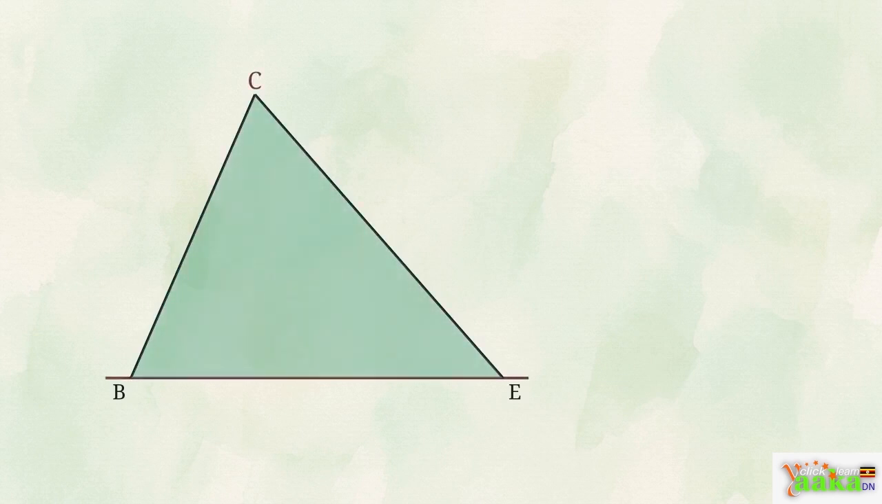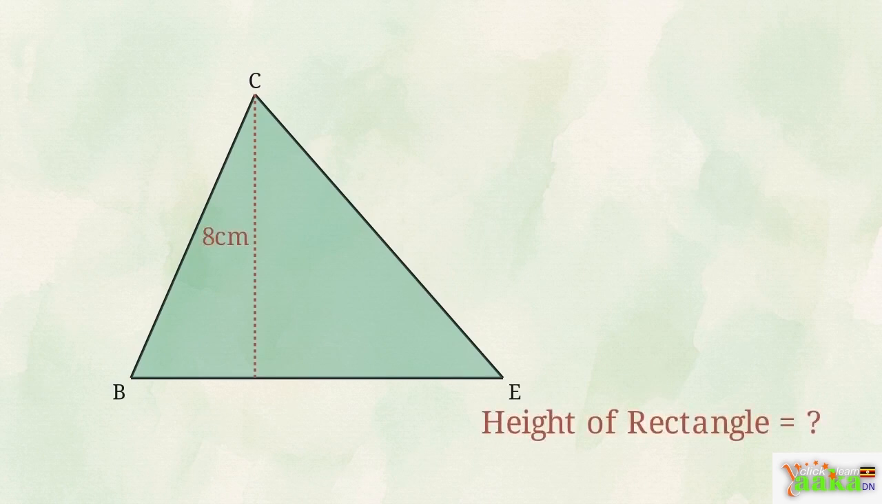To do this, we need the triangle's true height. Drop a perpendicular line from the top point straight down to the base to find the full height. If this triangle has a height of 8 centimeters, what must the height of an equal area rectangle on that same base be? Look at the math. A triangle's area is 1/2 base times height.